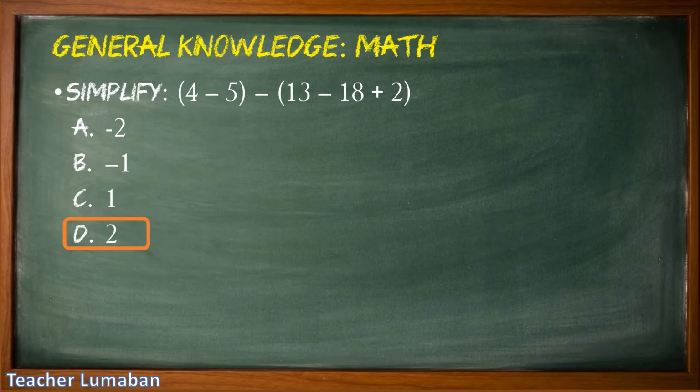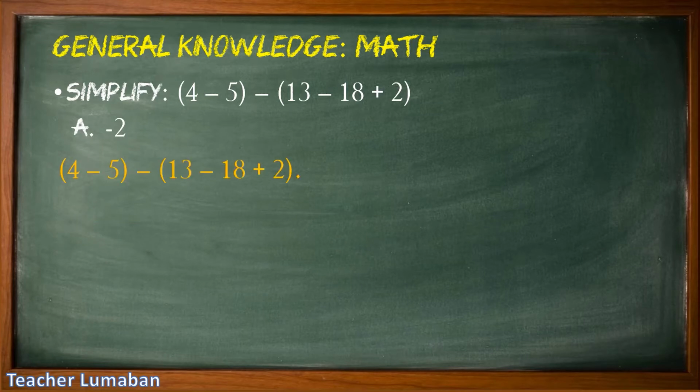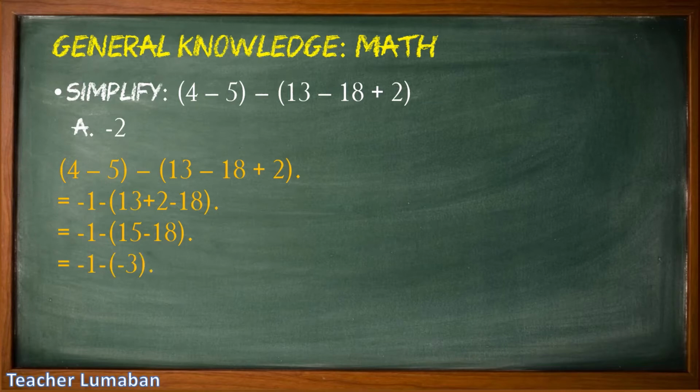The simplification of 4 minus 5, minus 13 minus 18 plus 2, is 2. Solution: 4 minus 5, minus 13 minus 18 plus 2, equals negative 1 minus 13 plus 2 minus 18, equals negative 1 minus 15 minus 18, equals negative 1 minus negative 3, equals negative 1 plus 3, equals 2.